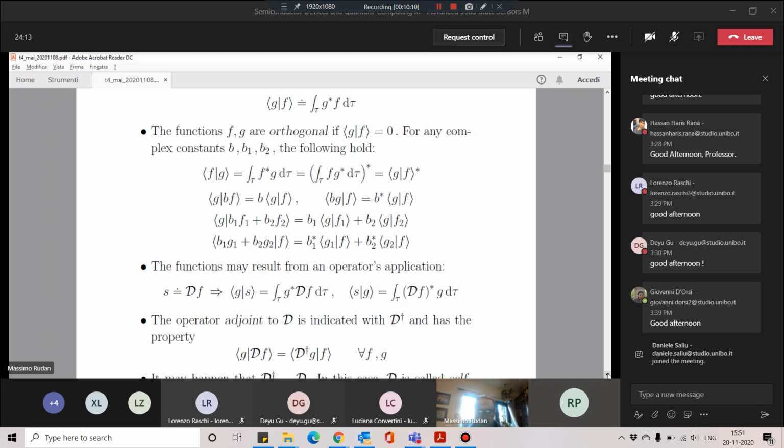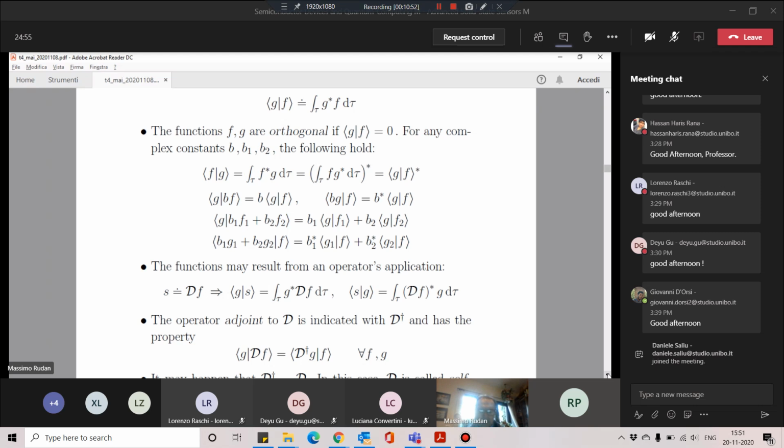Essentially, if you have an operator that is initially on the right in a scalar product and you want to transport the operator on the left without changing the value of the integral, then you must replace d with another operator that is d dagger. D dagger is also called the adjoint operator of d. In general, d dagger is different from d.